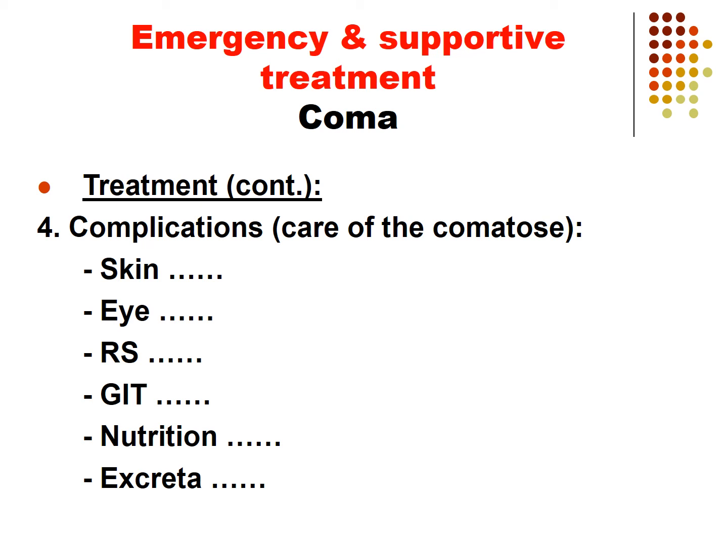Care for the eye through antibiotic ointments or closure to protect the cornea from corneal ulcerations or infection. Use suction to avoid accumulation of respiratory secretions to avoid lung infection. And you also have to care for the nutrition and the excreta. A comatose person needs to be catheterized, urinary catheter, and you have to do enema for him.